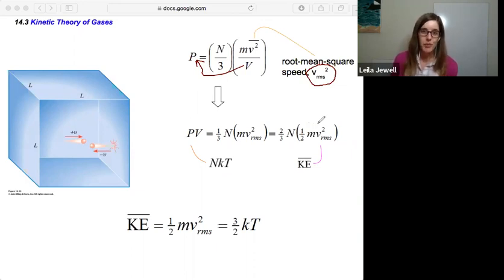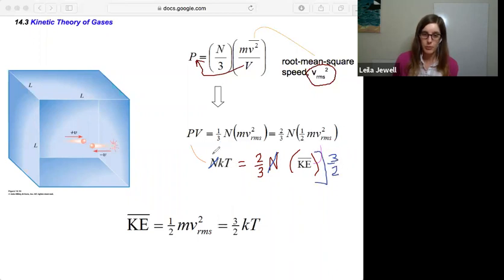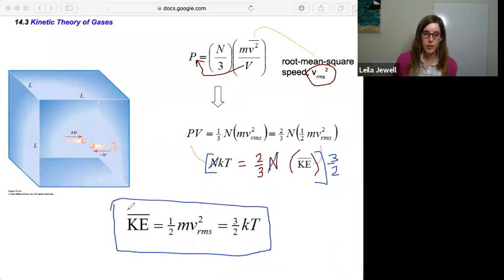That's just our kinetic energy, but it's going to be the average translational kinetic energy. So our average translational kinetic energy is 1/2 m v_rms squared. But the other side, PV, we know we can express in terms of this capital N as well, NkT. So we have NkT is equal to 2/3 times capital N times this average kinetic energy. And what you'll notice here is that the N's will cancel out. And if we solve for KE, we just have to multiply both sides by 3/2 to cancel out the 2/3 on the right, and we'll be left with 3/2 on the other side. And so we get that our average translational kinetic energy can be calculated with 3/2 k, the Boltzmann constant, times the temperature.